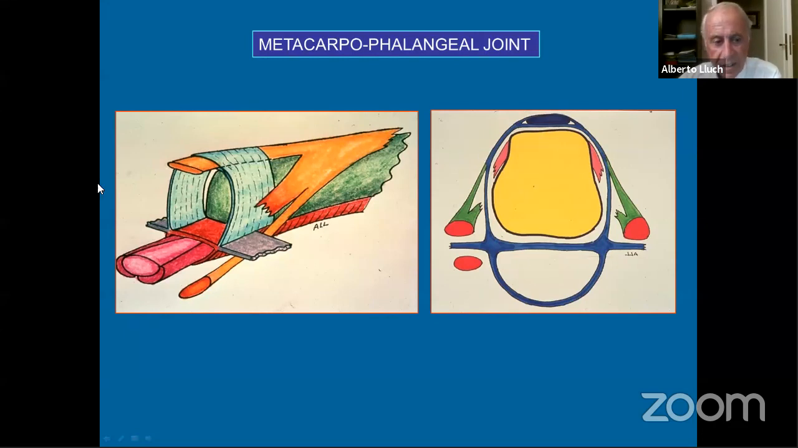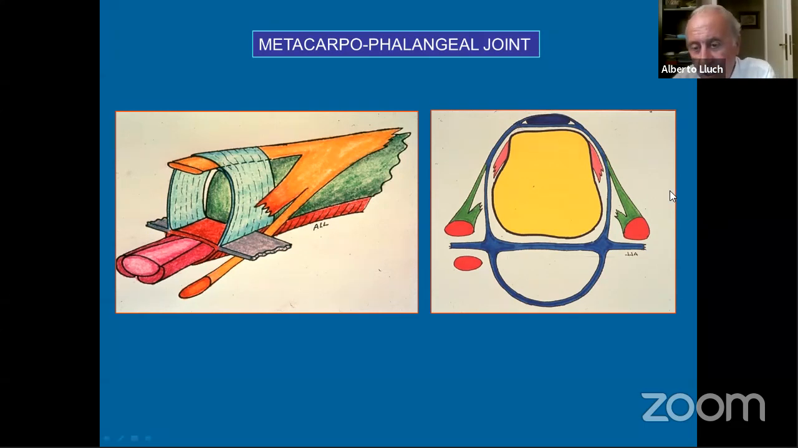The sagittal bands insert on both sides of the volar plate. The volar plate is attached to the proximal phalanx. And this is the intervolar plate ligament that we will talk about later on. This is the intrinsic interosseous muscle, which originates in the metacarpal, and this is the lumbrical muscle that passes below the intervolar plate ligament because it originates at the flexor digitorum profundus.